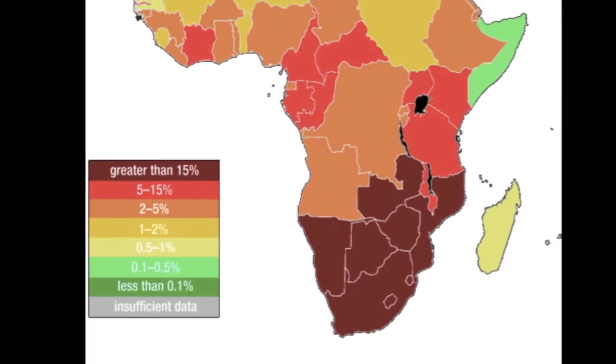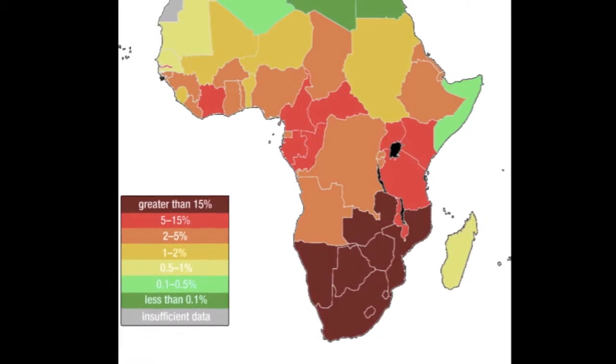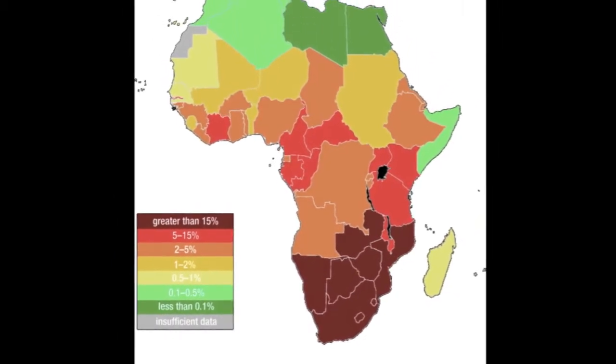One of the leading causes of death in Africa is HIV and AIDS. South Africa has the most deaths from AIDS in the world. More than 15% of the population in southern Africa have HIV and AIDS.